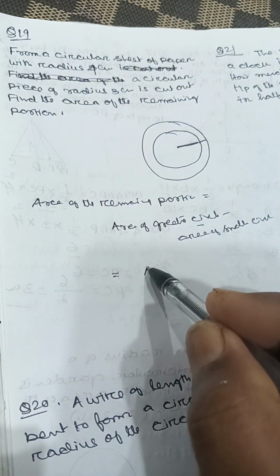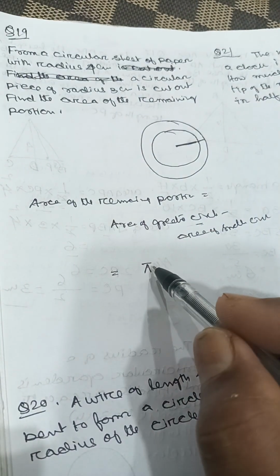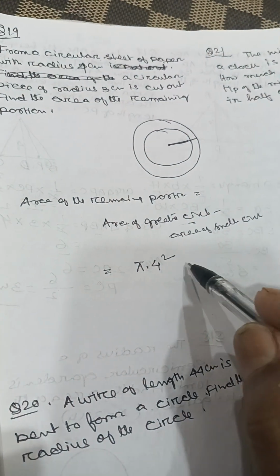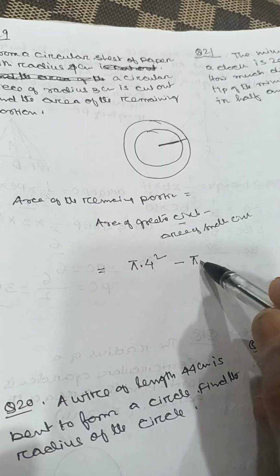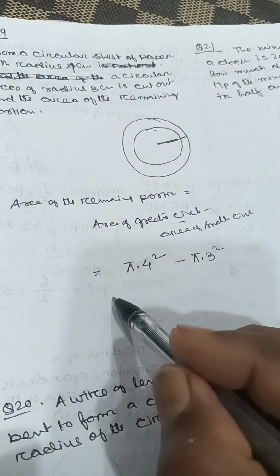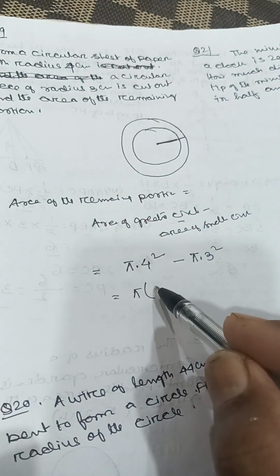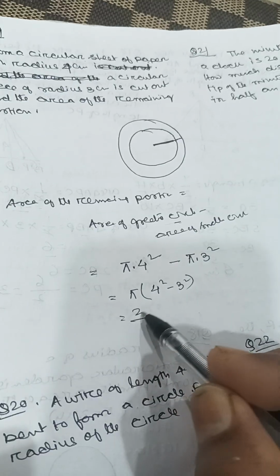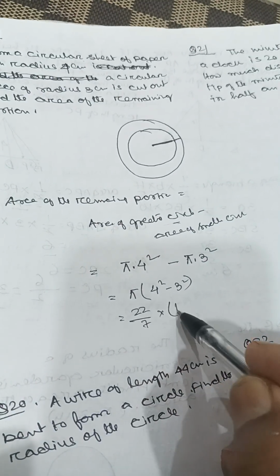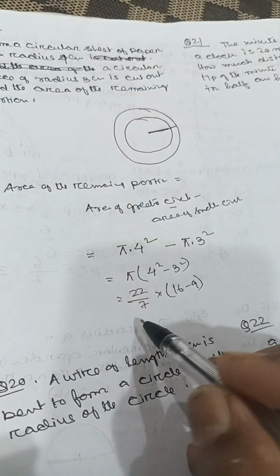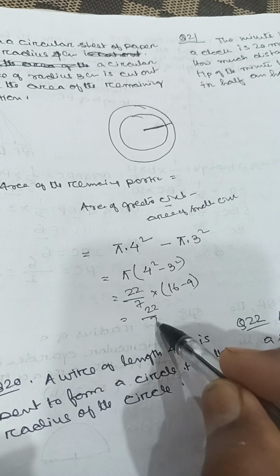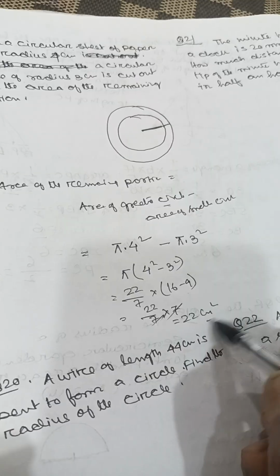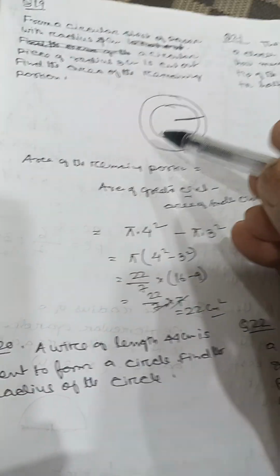Area of greater circle. We know area of the circle is pi r square. So here pi is same. R will be the greater radius, which is 4. So you write pi into 4 square minus, again, area of the smaller circle is pi into 3 square. It can be written as pi common. So here 4 square remains, here 3 square remains. The value of pi is 22 by 7. Here you write 16 minus 9. Then you will get 22 by 7 into 7, since 16 minus 9 is 7. 7 7 cancel. So the answer will be 22 centimeter square, the area of the remaining portion.